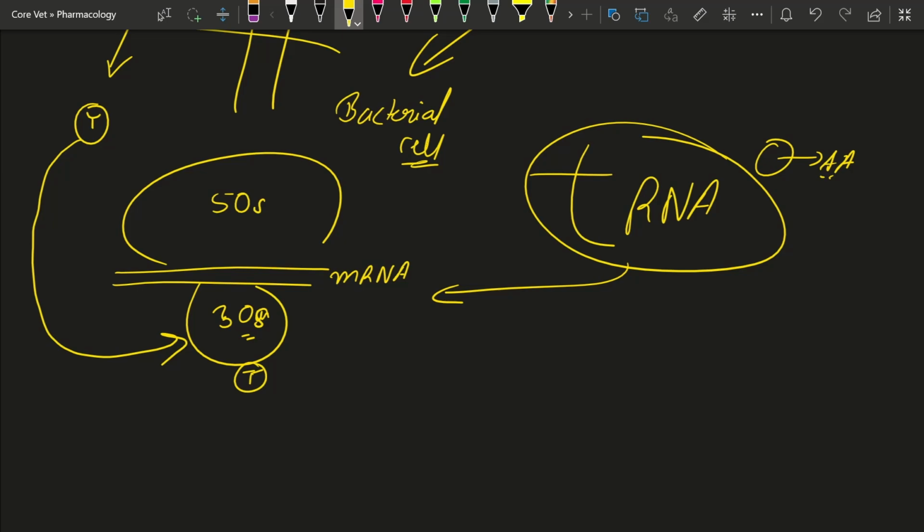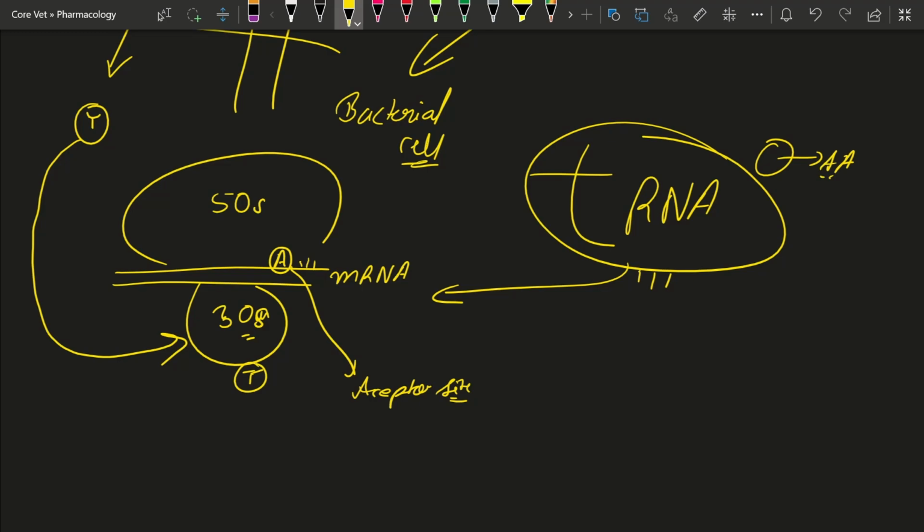There is an acceptor site, right? What is the acceptor site? There is an acceptor site on the mRNA which is going to bind to the anticodons. There is a codon on the mRNA and there is an anticodon on the tRNA, right? So the anticodons on the tRNA are going to bind at the acceptor region of the mRNA to initiate the synthesis of the protein, right?